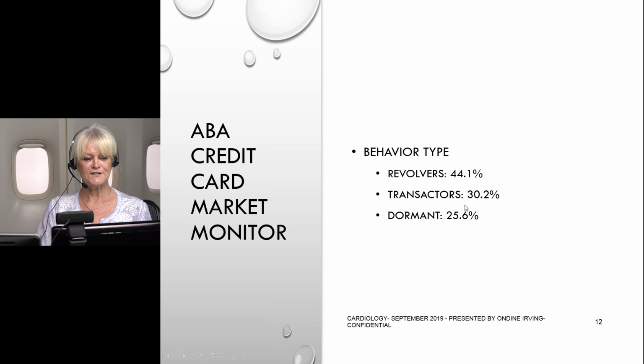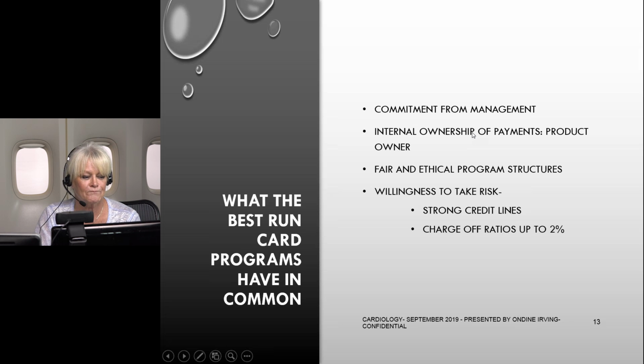Okay. Here's some more statistics. Revolvers tend to be 44%, transactors 30%, dormant, we're going to talk about that, 25%. Again, this is bank numbers, not necessarily credit union numbers. I've got the credit union numbers later on.